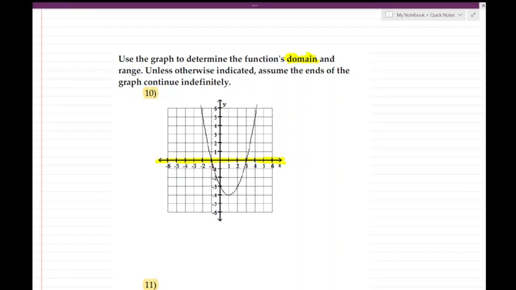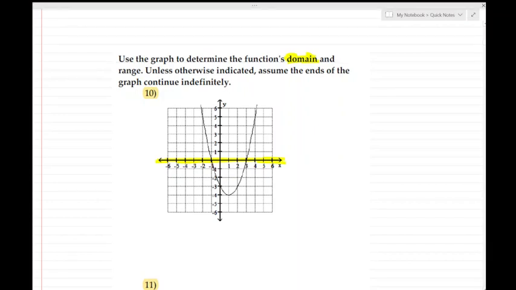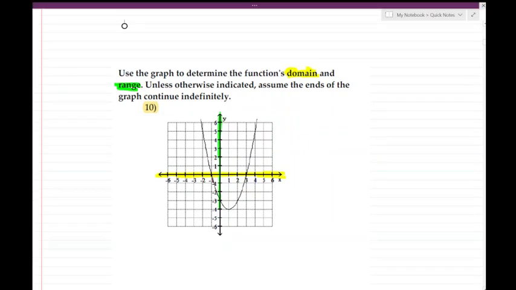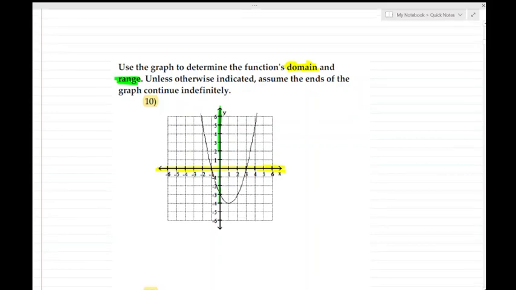Then the range is going to happen for the values of y. So with respect to the values of y, or with respect to the y-axis, where is the graph happening? Up here, and then we get all the way down to the value -4, and it doesn't happen anywhere below that. So how do we write the domain for this then?